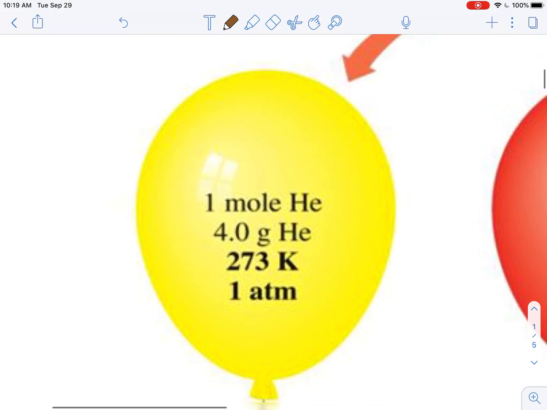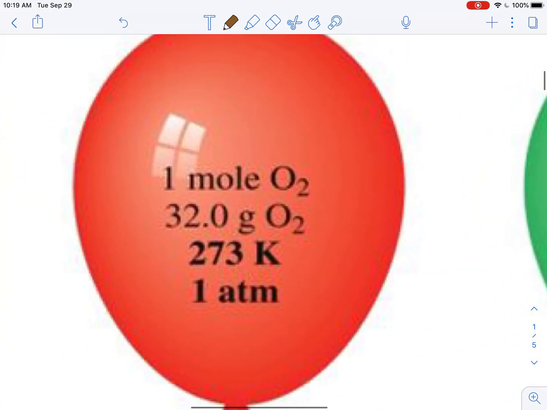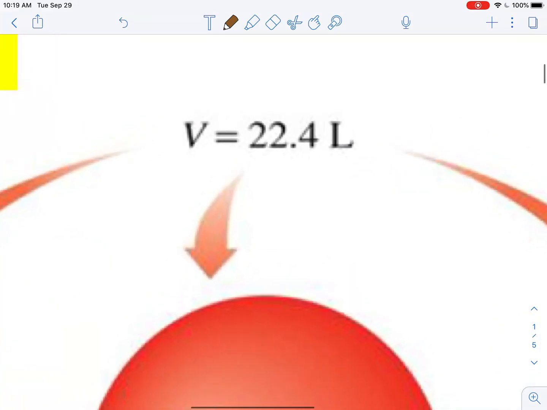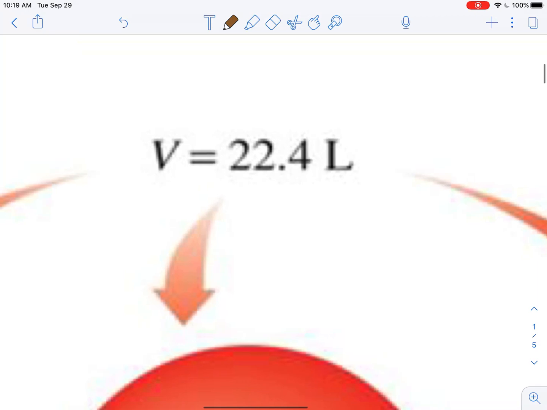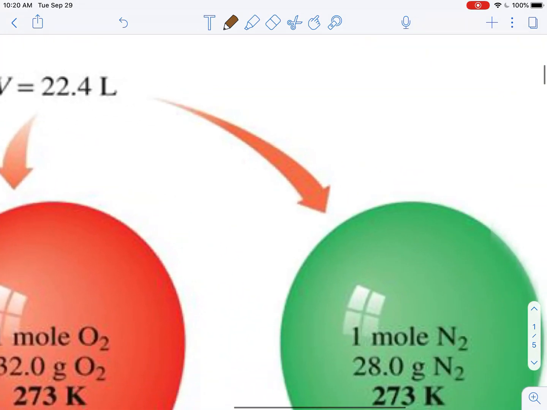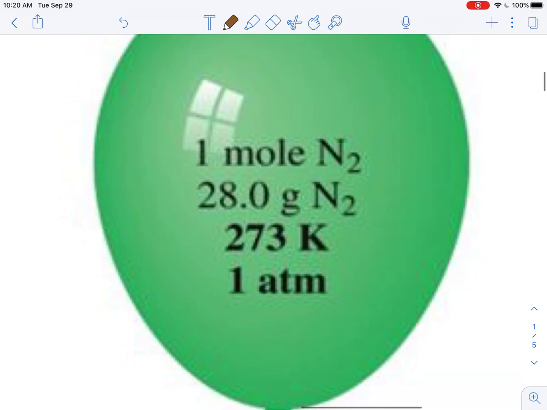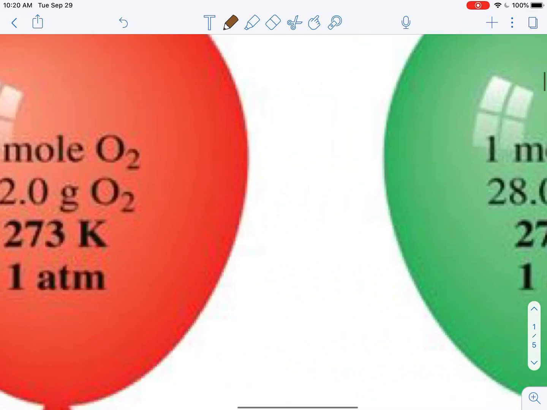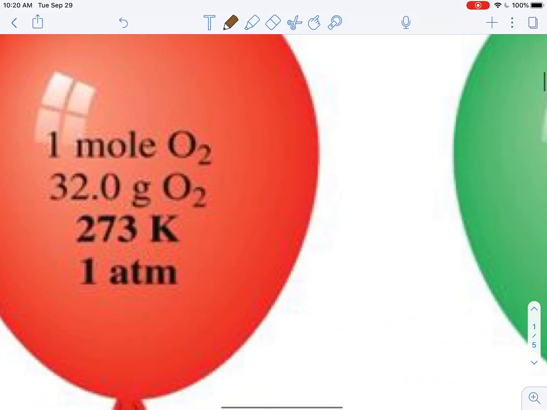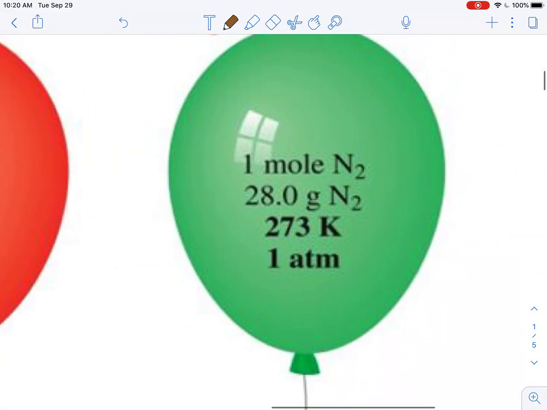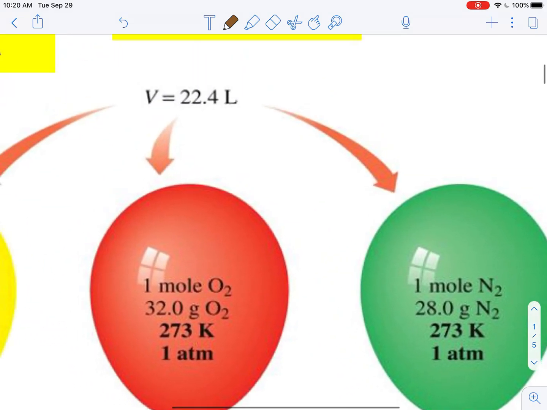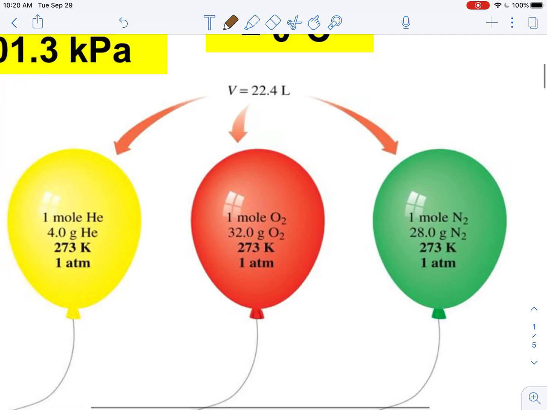So he went, okay, fine, great. Then he did another experiment and did the same exact thing with oxygen. Got a mole of oxygen and put it at 1 atmosphere and 273 Kelvin. So 32 grams of O2. And lo and behold, it turned out that it was also 22.4 liters. Huh. And then he did it a third time with nitrogen, which has another different mass, 28 as compared to 32 as compared to 4. Under the same conditions, 273 Kelvin and 1 atmosphere, sure enough, it reached 22.4 liters.